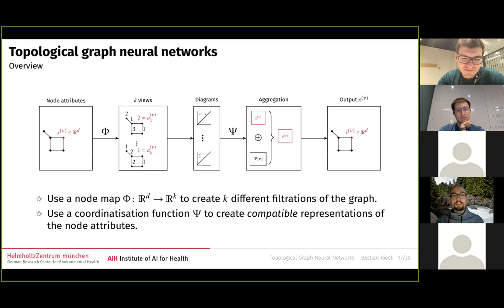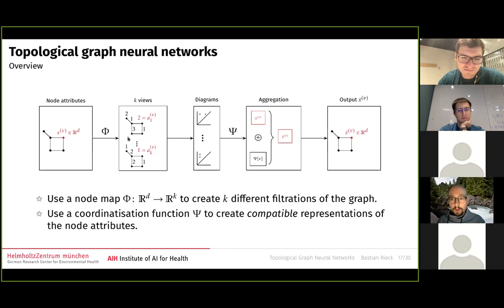Now, how do we manage to do this? Well, it's really very simple, at least when I show this diagram here. We start with the node attributes that can be imbued by some GNN, but they can also come from the original graph, whatever you prefer. And we use a differentiable node map phi that maps these d-dimensional node attributes to a k-dimensional vector space. This k-dimensional vector space can be thought of as having k different learnable filtrations of the graph. So instead of learning a single filtration that is initialized by some GNN, and then the GNN is ignored for the remainder of the training, we now learn a filtration in an end-to-end manner, because we can inform downstream layers and we can in turn be informed by upstream layers. That's a really cool direction, I think.